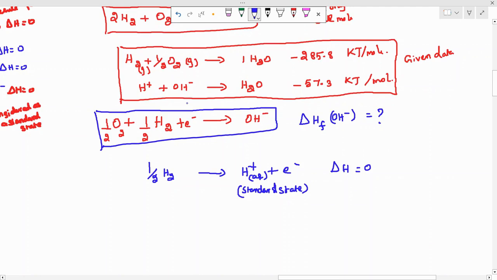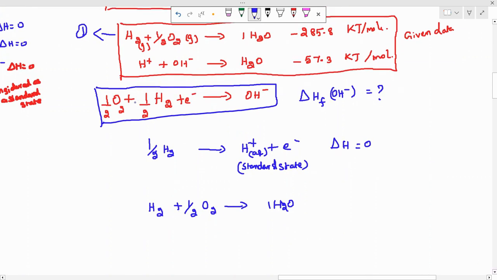So this is the reaction that we need, right? I'm going to take the first reaction as such, because 1 by 2 O2 is on the left hand side and H2 is also on the left hand side. That's why I'm going to take that reaction as such: H2 plus half O2 gives 1 H2O. I have taken the first reaction to get that required equation. Wait a moment, I will explain that.